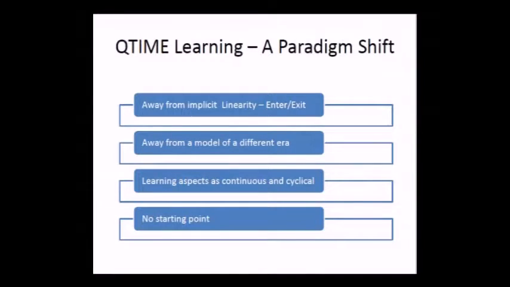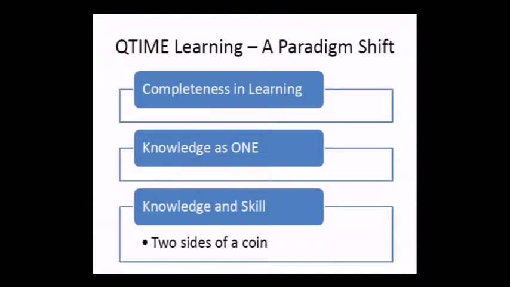And this promotes a learning aspect which is continuous and cyclical, and also promotes the fact that there is no starting point. You can start anywhere. Going down further, it tries to achieve a completeness in learning. So we have talked about what is learning. It is learning some new or modifying the existing knowledge, behavior, skills, preferences, values, all that. So this is a completeness in learning, and also treats the knowledge as one. And knowledge and skill are both two sides of a coin. So you have to understand that both are important.